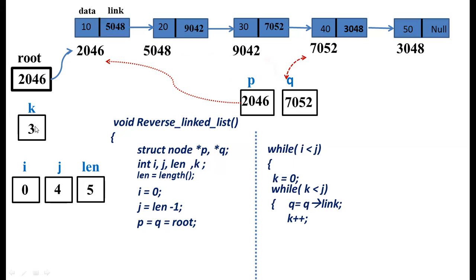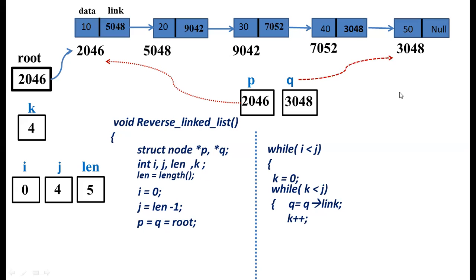Again 3 is less than 4. The condition is true. So again we enter this loop. Now the q to link value, that is 7042 to link, is 3048. 3048 will be stored in q and the k value will become 4. Now 4 is less than 4? The condition is false. So we come out of this particular while loop. When we have come to the last node, what do we need to do? We need to swap the data.